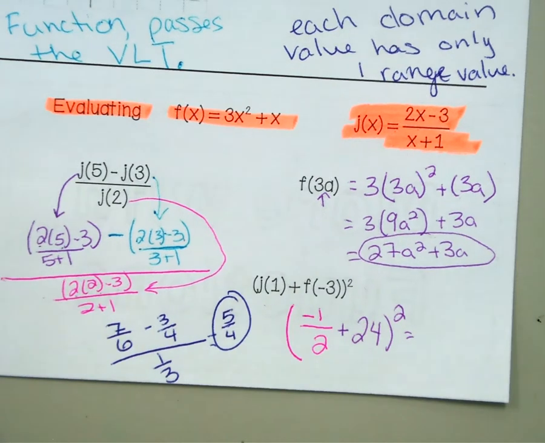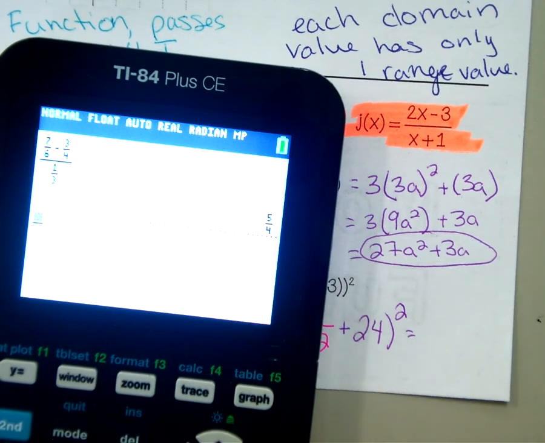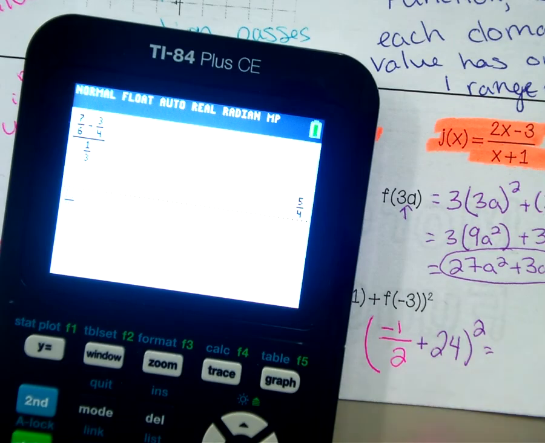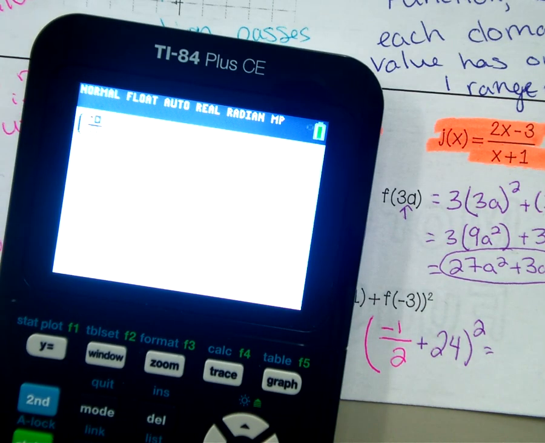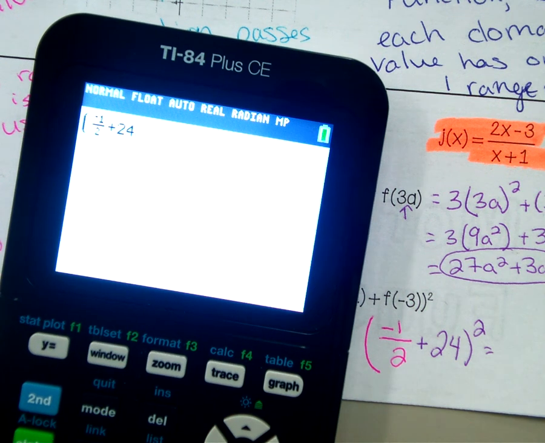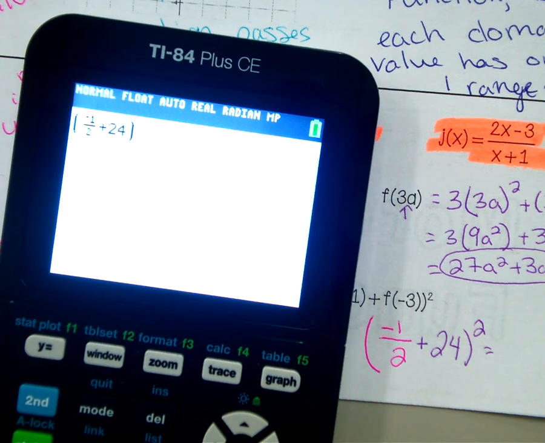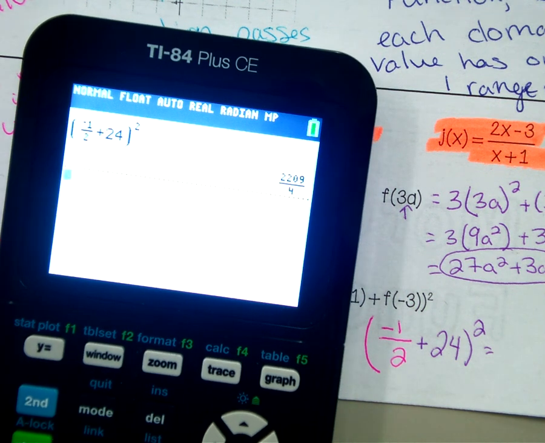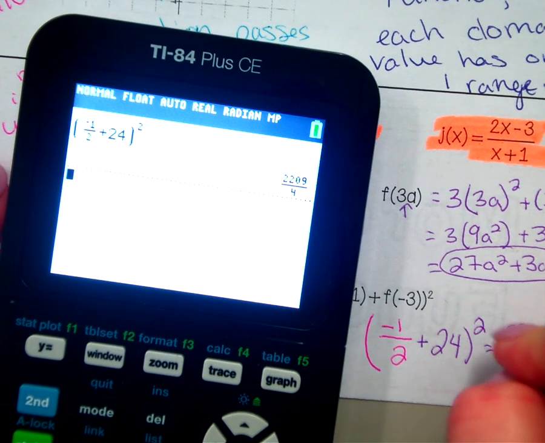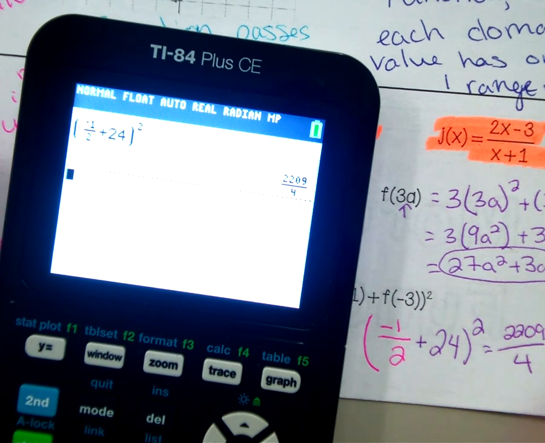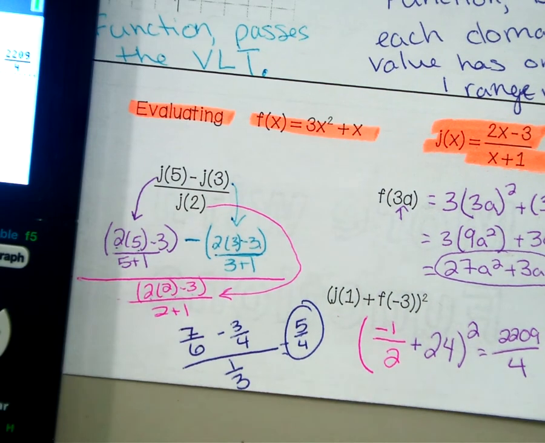So really, I'm going to use my calculator to help me here. I'm going to clear that out. So parentheses, alpha x, negative 1/2 plus 24 squared. 22.09. All right.